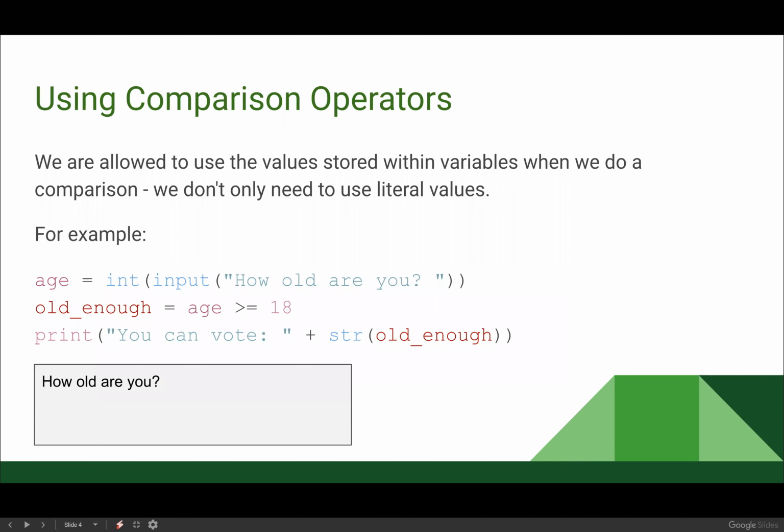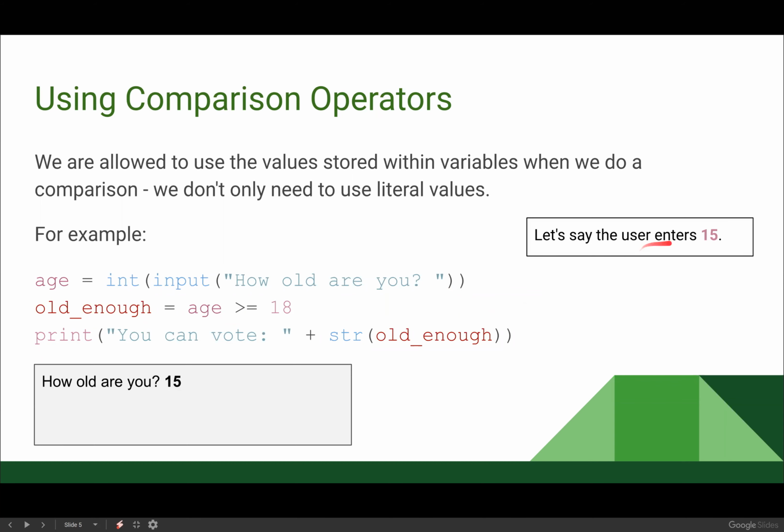We are allowed to use the values stored within variables when we do comparisons. We don't only need to use literal values. So for example, I could say age equals int input, how old are you? And then I can make a Boolean variable old enough equaling age greater than or equal to 18. And then I can print you can vote with a string old enough.